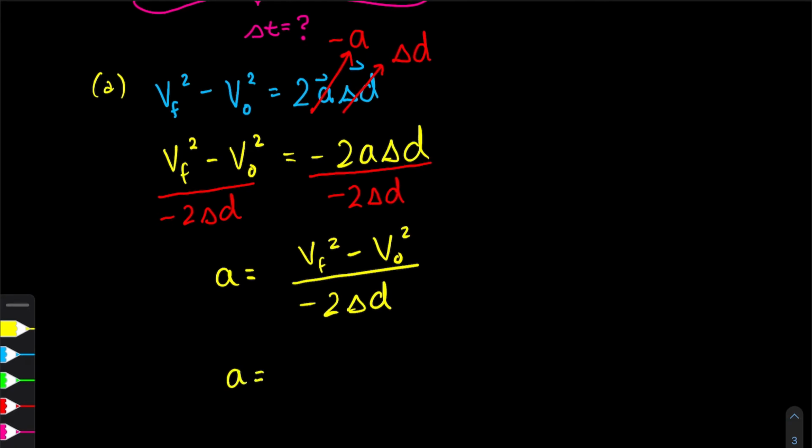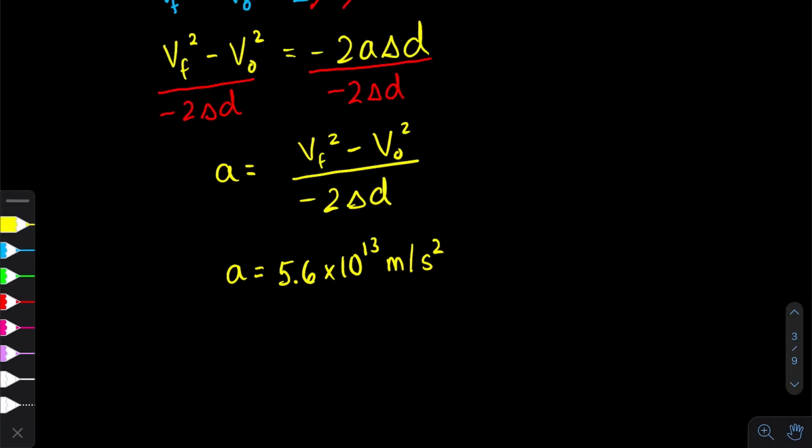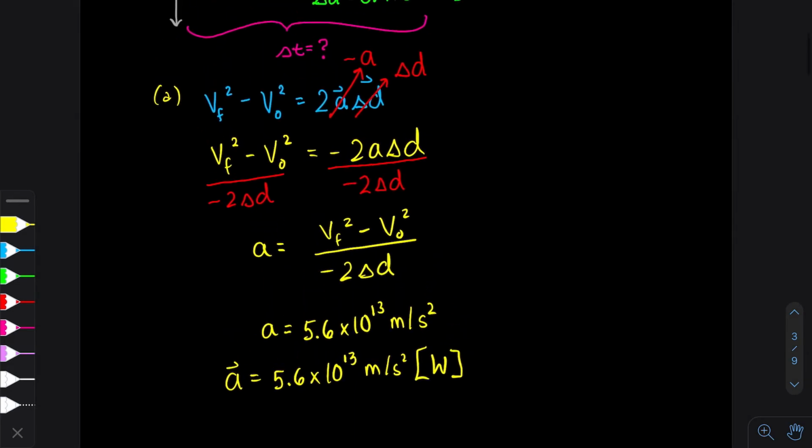delta d. At this point, once we substitute in the values that we were given, you should get that the acceleration is 5.6 times 10 to the power 13 meters per second square. But this was the magnitude. Since acceleration is a vector quantity, we should rewrite this as a vector. 5.6 times 10 to the power 13 meters per second square, pointing to the left, which we can say west.